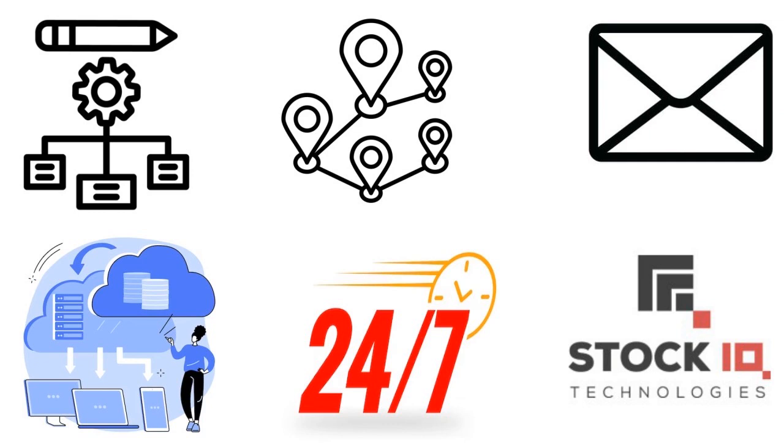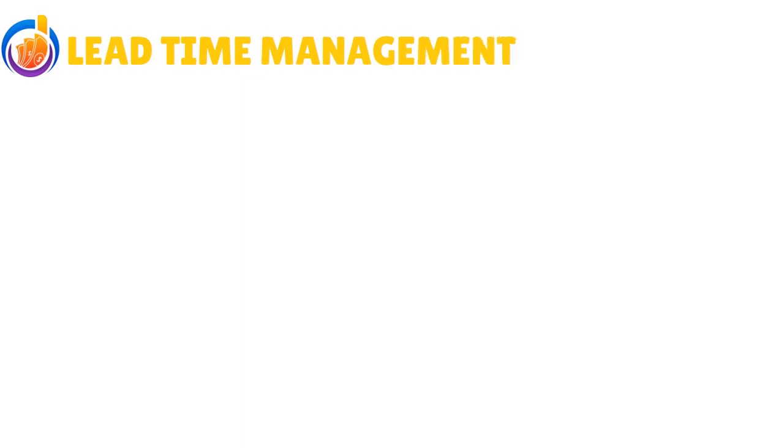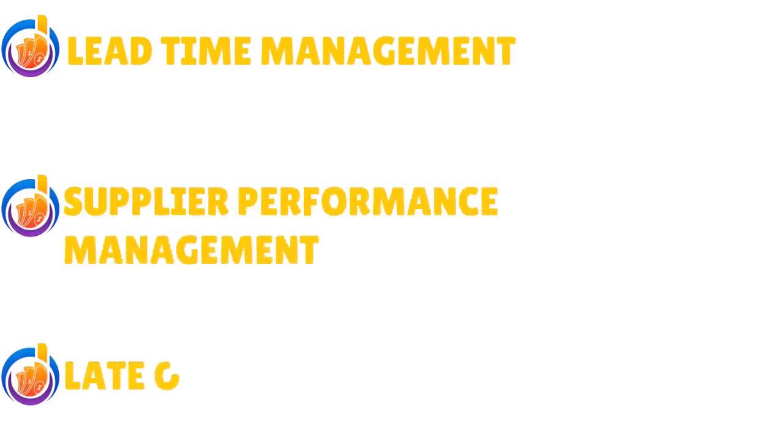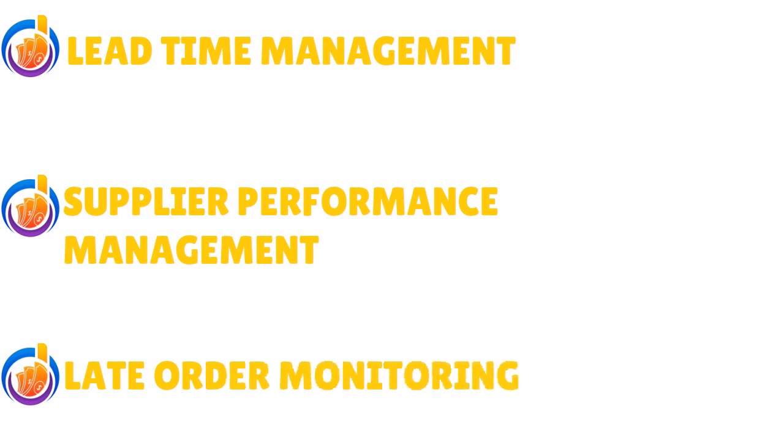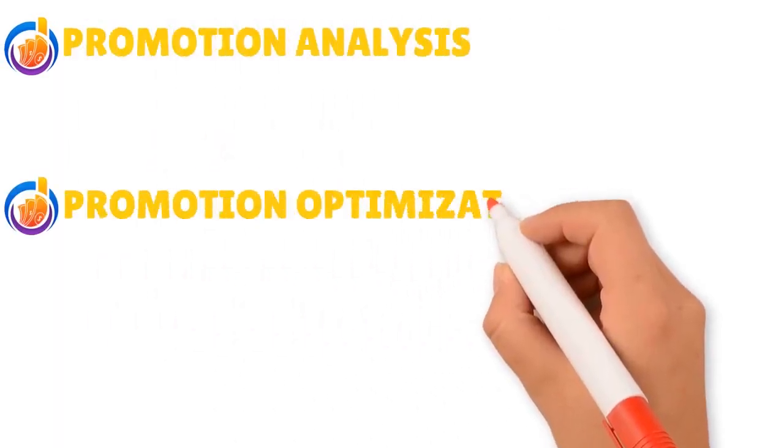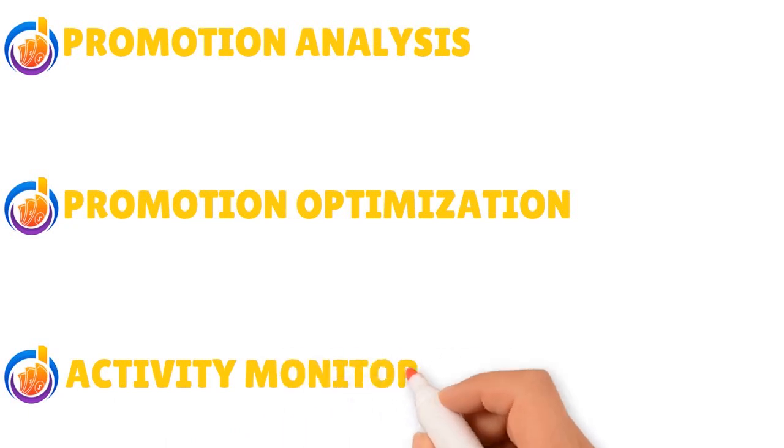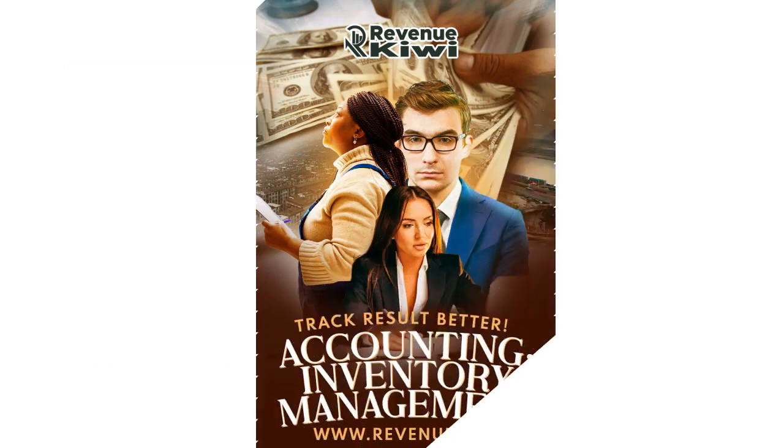You also have supplier performance features within StockIQ. You have lead time management, so we are speaking about supplier performance management and late order monitoring. This is an important element. You also have promotion planning. With promotion planning, you have promotion analysis, promotion optimization, and activity monitor. Activity monitor is kind of cool because you are able to know exactly what's happening in terms of inventory inflows and outflows.